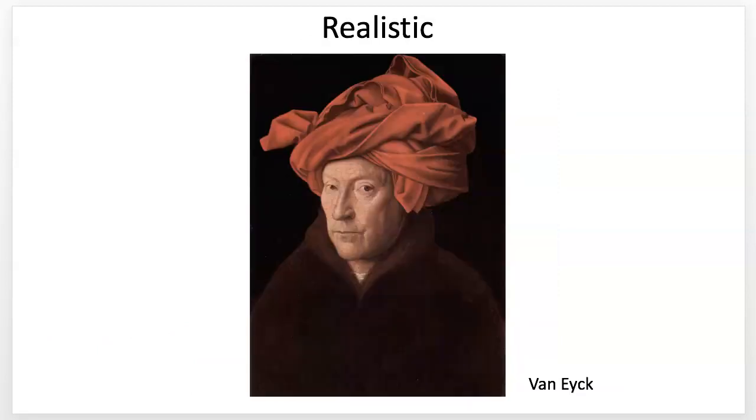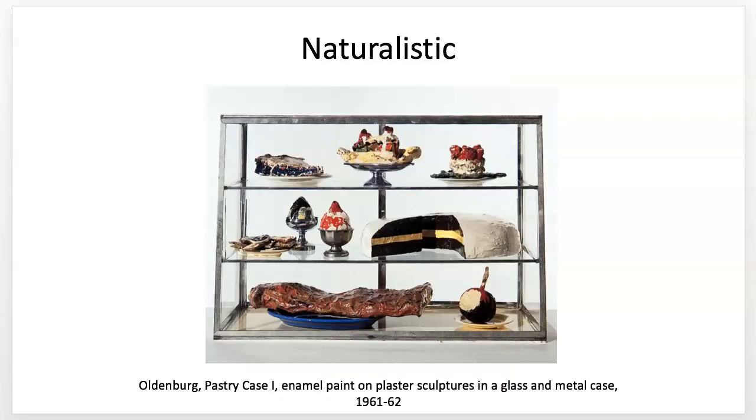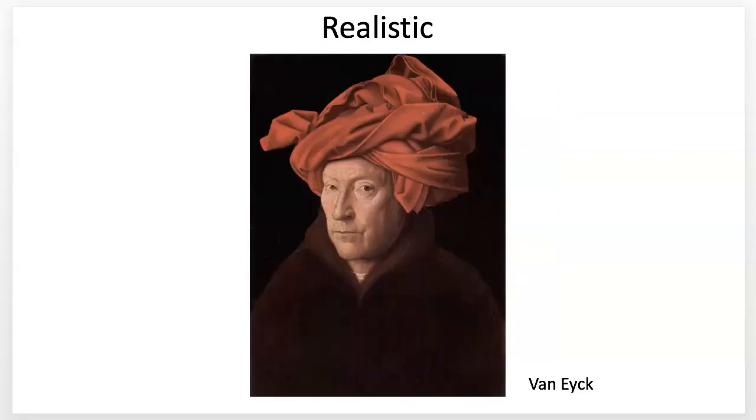Realistic is taking it up another notch. So naturalistic, realistic is resembling the actual appearance rather than distortion or abstraction. So this has still some distortion in it. This is realistic, how it would actually appear. Van Eyck's self-portrait. He looks like that.